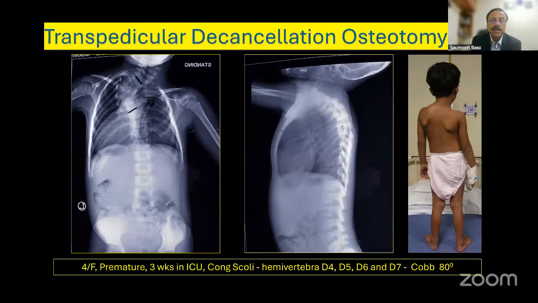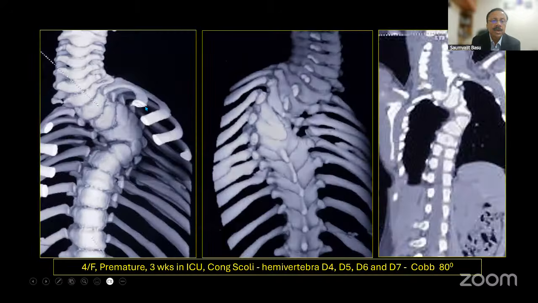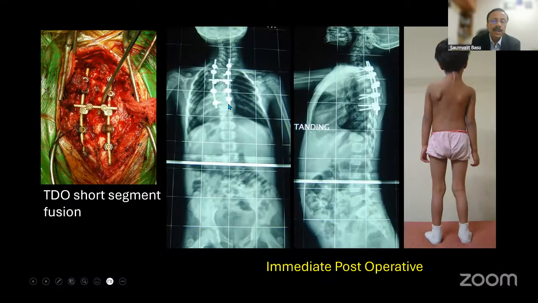I have found this particular technique of transpedicular decancellation osteotomy very safe, very handy in patients like this who had 1, 2, 3, 4, 5 hemivertebrae all clustered into one. In this patient, I decancellated all these 5 pedicles and went 2 up and 2 down. And these are the 2 levels down. In this, I could save 50% of the thoracic spine from fusion. Here, if I had gone down straight away to T12, it could have compromised the pulmonary function, because whatever pulmonary function remains in this 50% of thoracic growth remaining, I would try to preserve that.